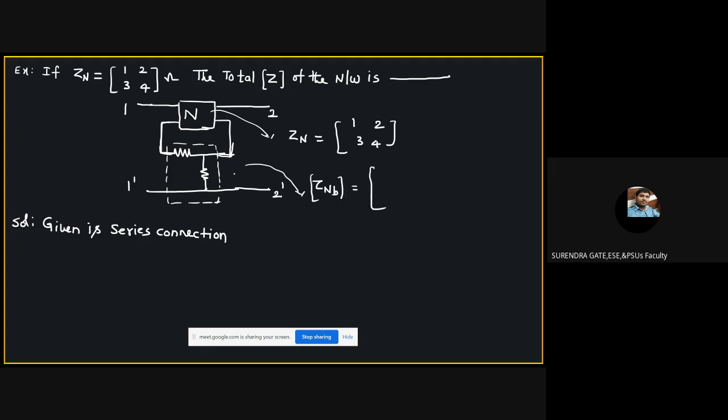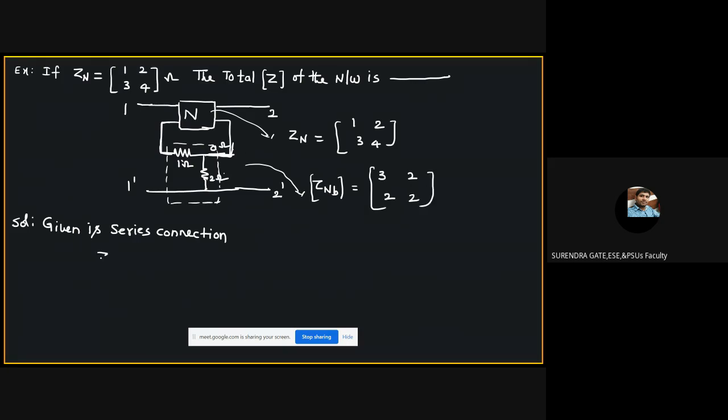Then T is given. This is how much it is given. This value is given 1 ohm, and this is 2 ohms. But here it is shorted, which means 0 ohms. Given a T network, we can easily calculate the Z parameters. 1 plus 2 is 3. This is 2. This is also 2. 2 plus 0 is 2.